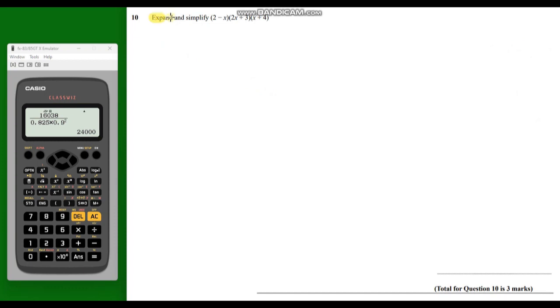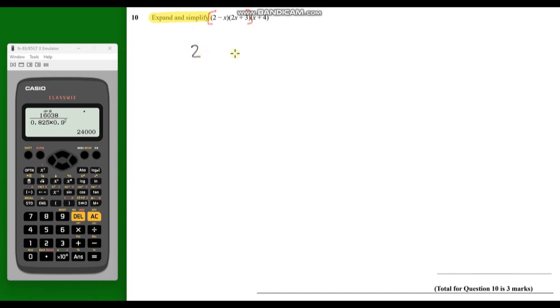Question 10. Expand and simplify this set of triple brackets. Now I like triple brackets because I like drawing out the grids. So first of all, I'm going to expand out these set of brackets, and then when I've done that, I'm going to expand out that with this last bracket here. So I always like to use the grid method, especially when I've got triple brackets. So some of you might be using FOIL, but I'm going to use the grid.